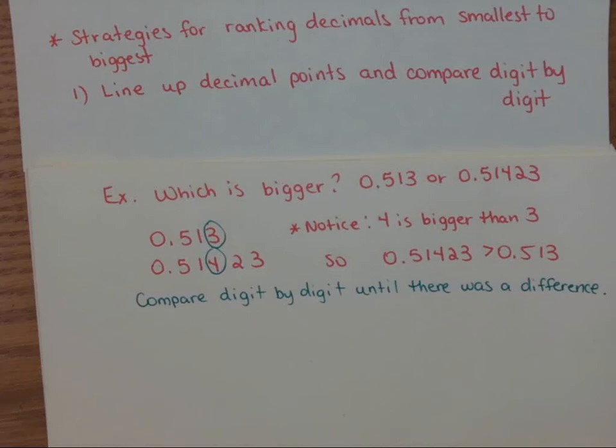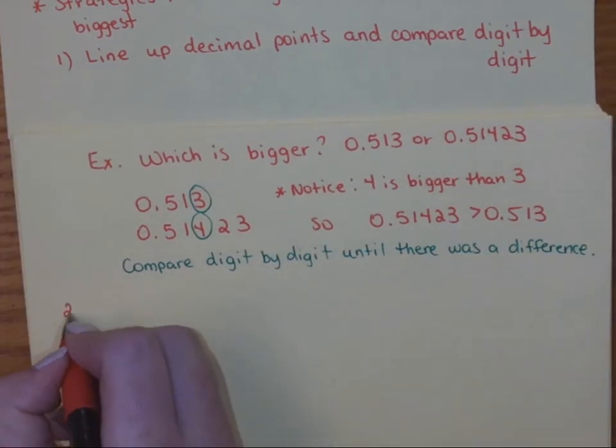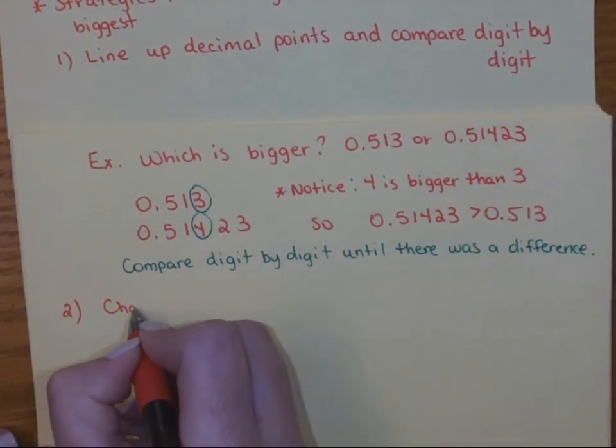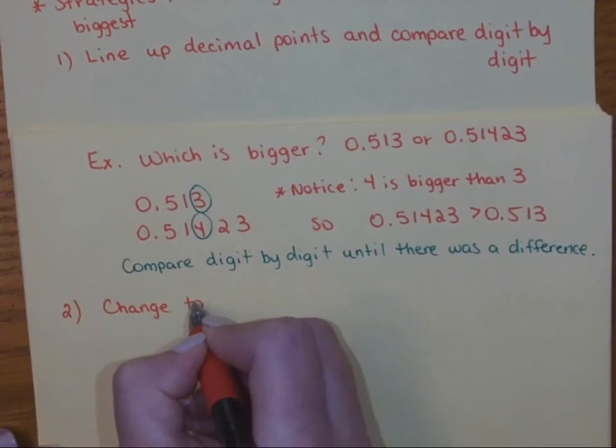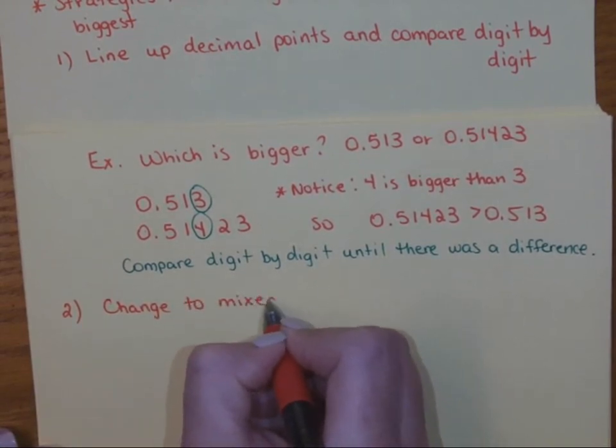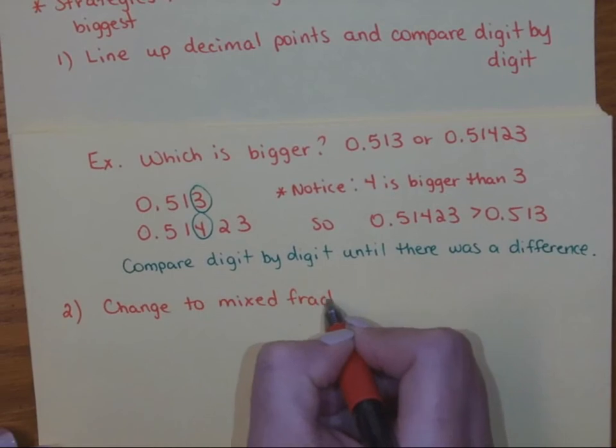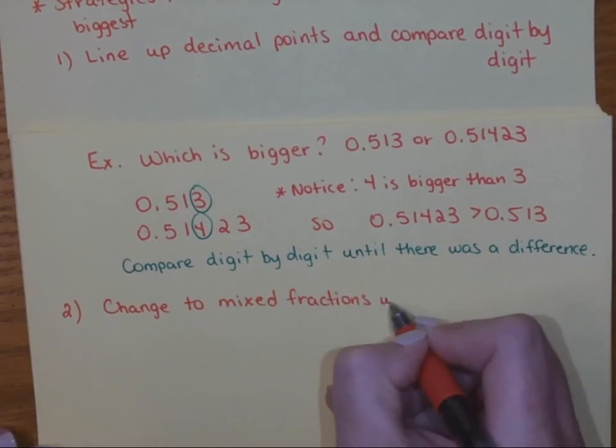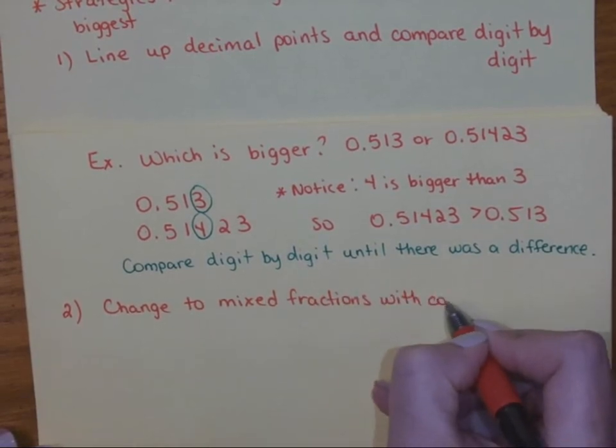So that's one strategy, certainly for comparing decimals. Okay, so let's look at another. You can also change to mixed fractions. The key here is you have to be comparing apples to apples. You have to be comparing things with common denominators.